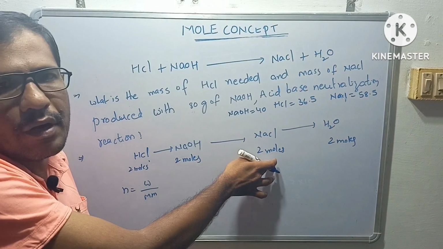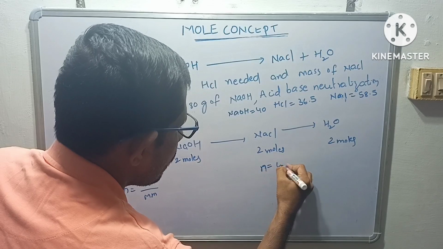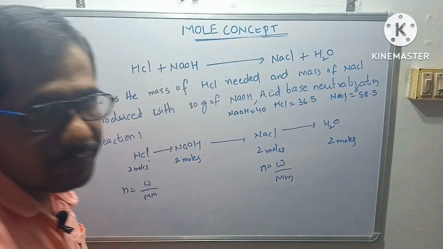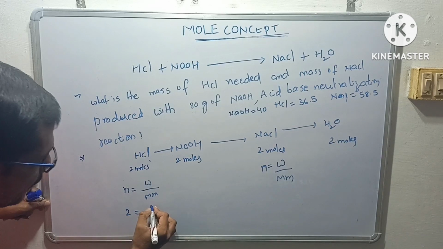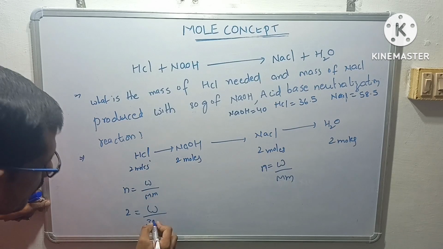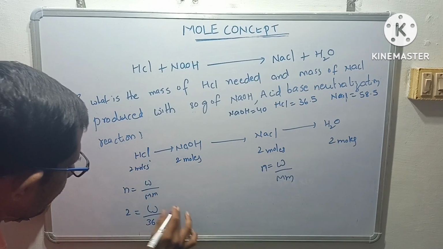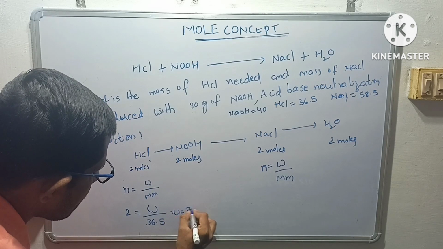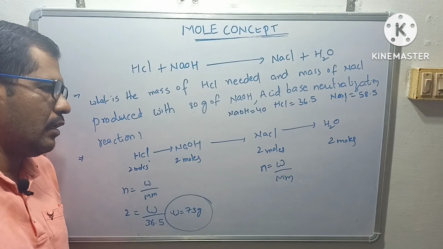So here also we need to convert moles to mass. What is the formula we have? Moles equal to weight by molar mass. Substitute over here. Here we have n equal to 2 moles. We need to calculate the weight. The molar mass of HCl is 36.5, right? So the weight of the HCl required is 73 grams.